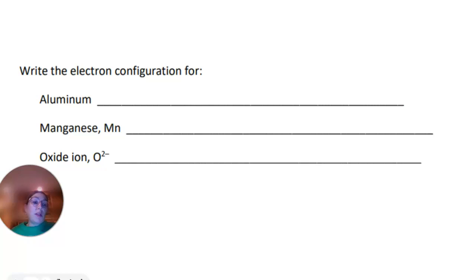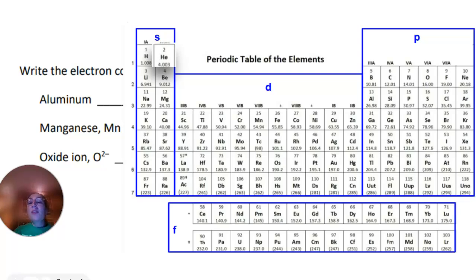Okay, so let's try a few more examples. This is a great place to pause and try to write these 3 electron configurations. Go ahead and pause now and try them. Okay, so let's do aluminum. It has 13 electrons.